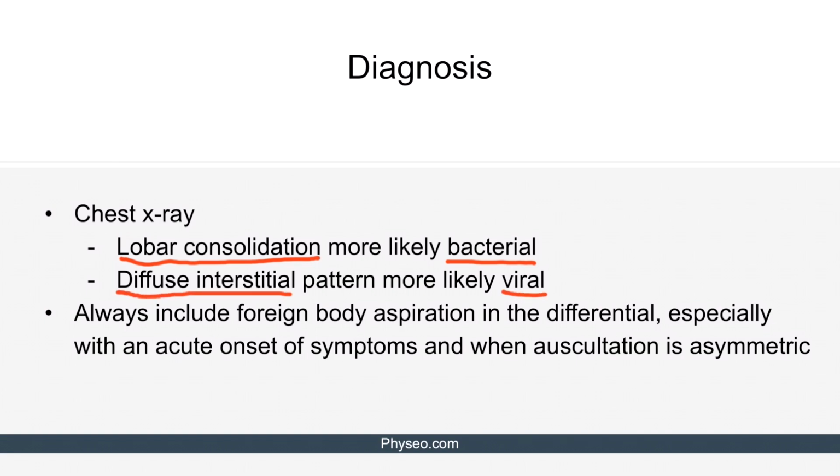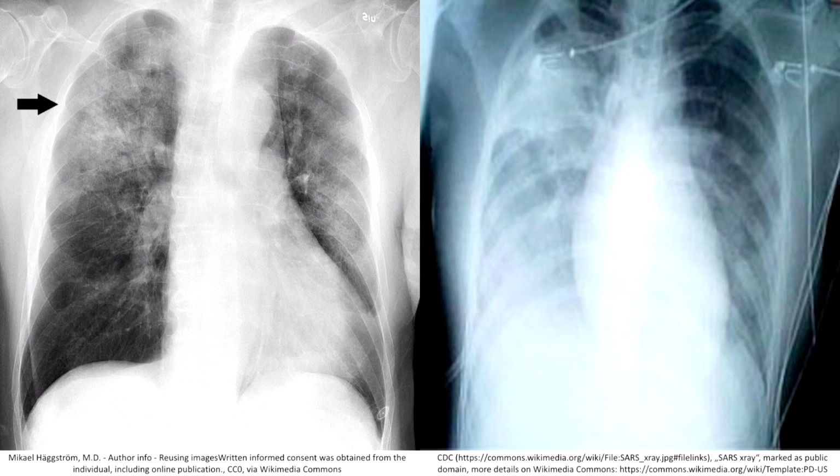When examining a child with potential pneumonia or other respiratory pathology, it's important to keep foreign body aspiration on the differential, especially if there was an acute onset of symptoms and if auscultation is asymmetric. Here are two chest X-rays to examine the imaging findings associated with bacterial and viral pneumonias.